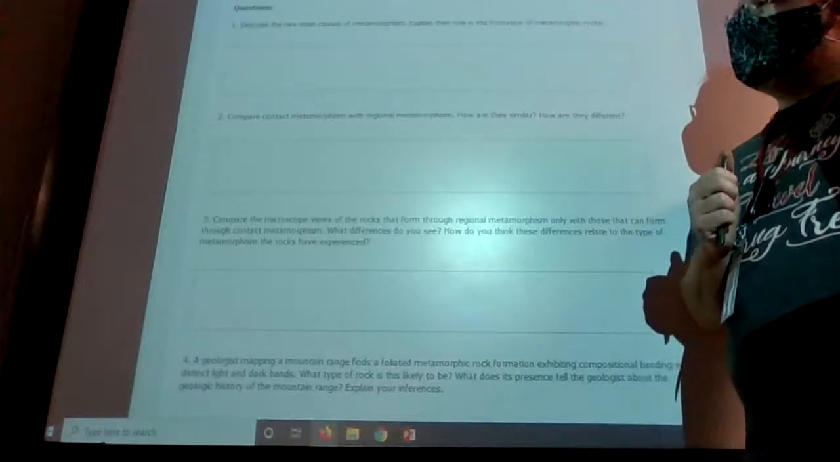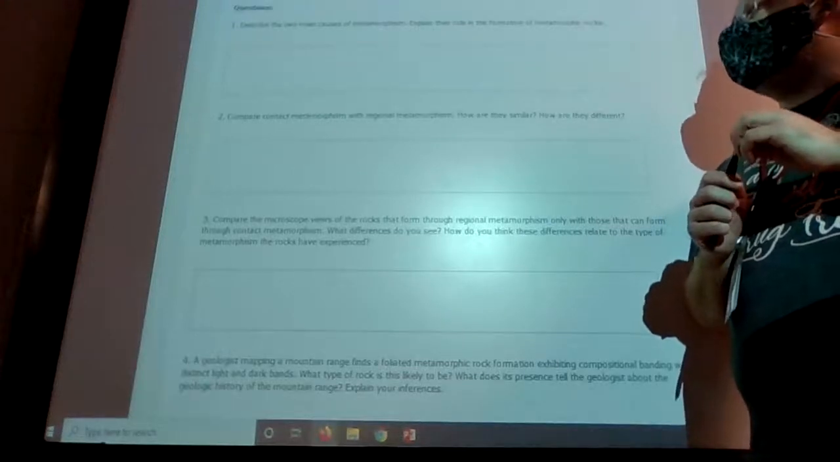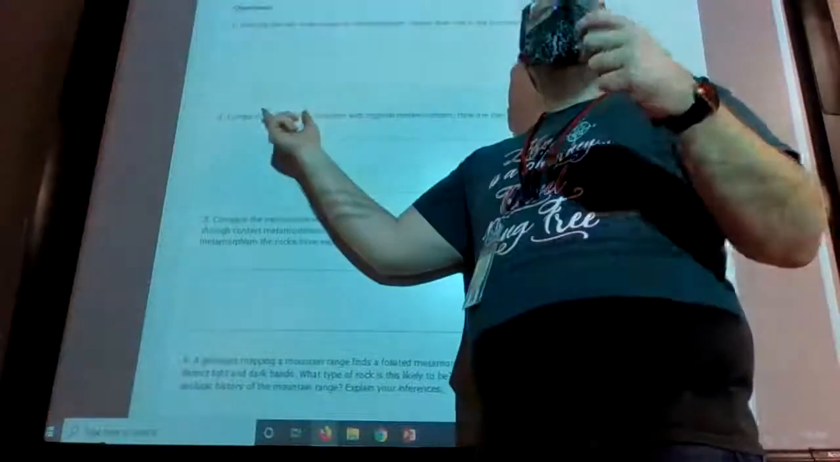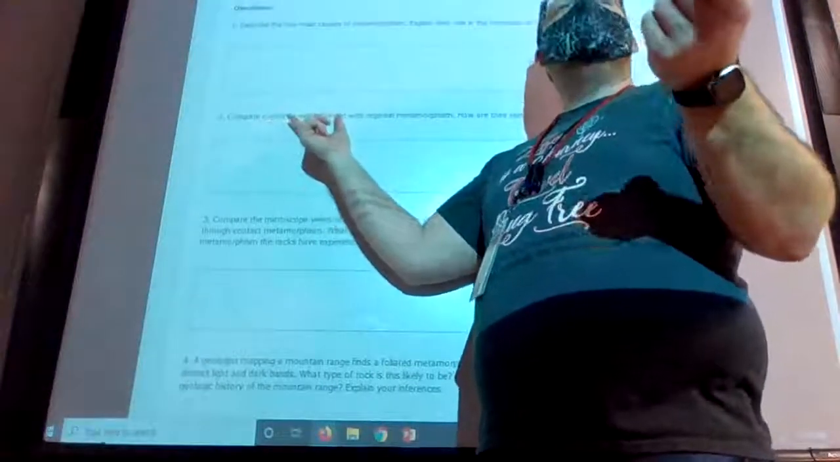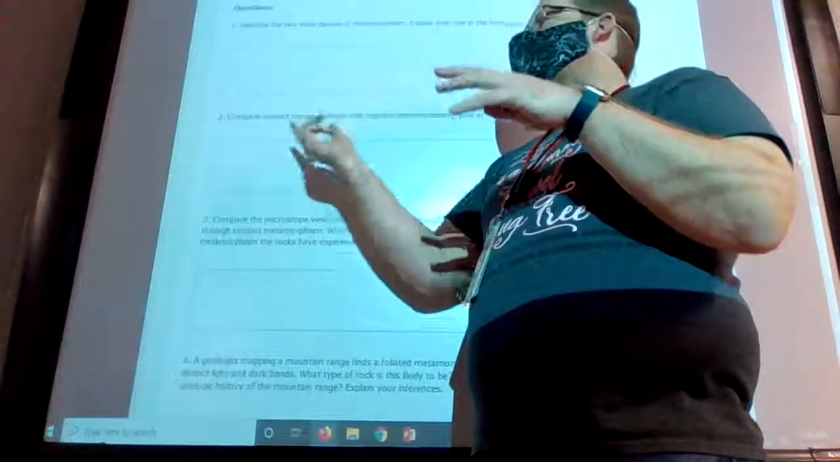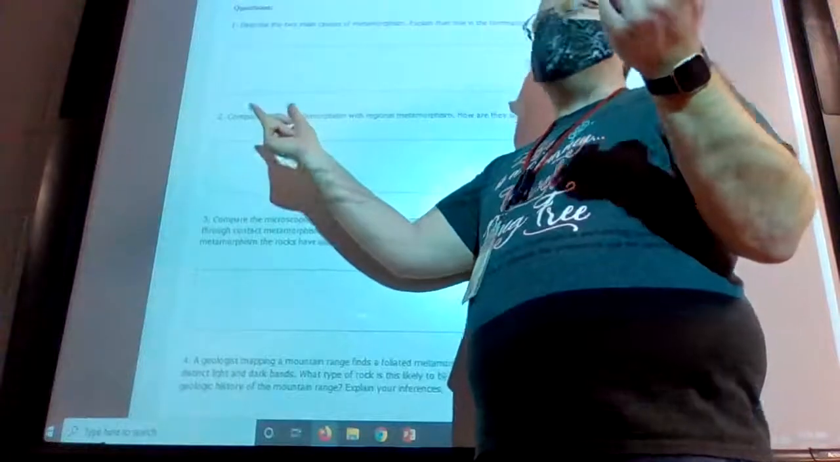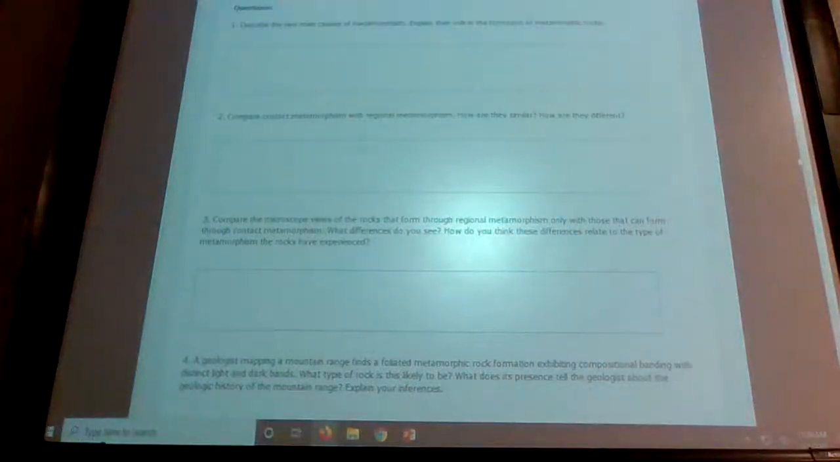Okay, number 2. Compare contact metamorphism with regional metamorphism. How are they similar? How are they different? So, contact metamorphism is going to be caused by heat due to being right next to lava or magma. Literally touching lava or magma. So, contact metamorphism is caused by extra heat for rocks that are in contact with magma or lava. So they're touching the magma or the lava.